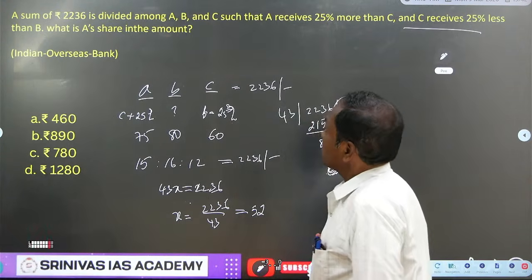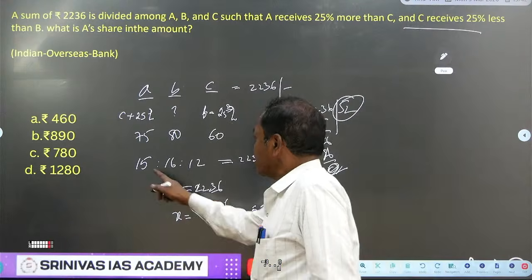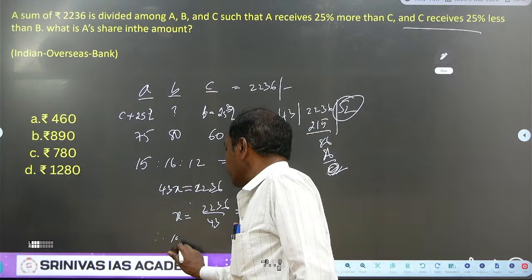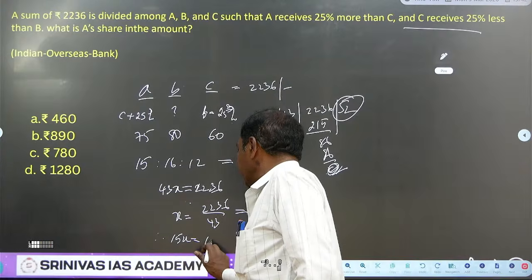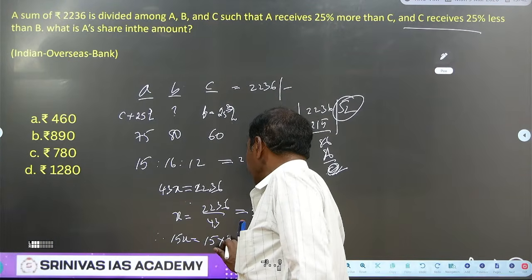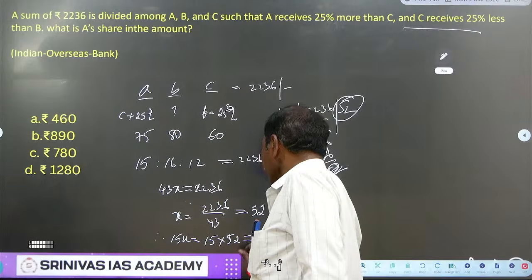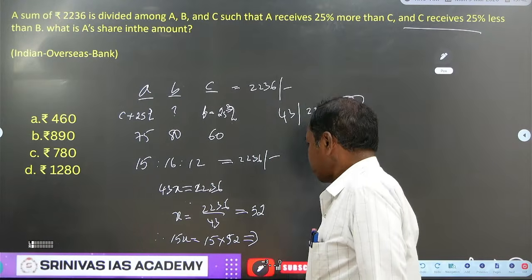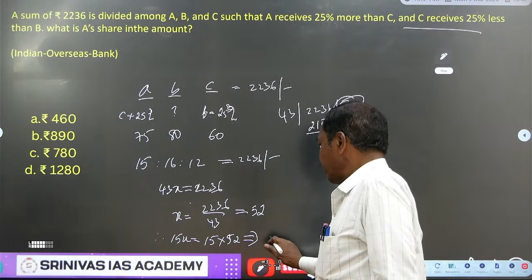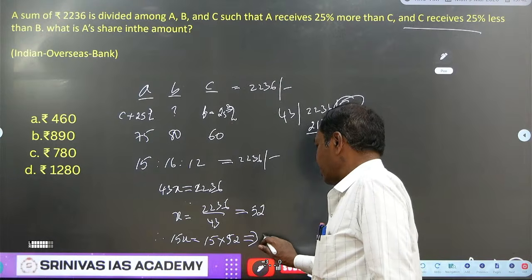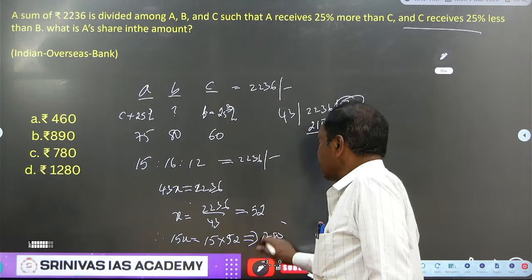Now what is the question asking? What is the share of A? Share of A, therefore 15x. 15x, so 15 into 52. It means 520, 750, so 780. Yes. This is a very lengthy process.